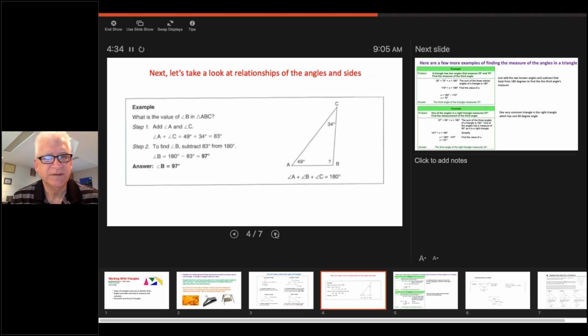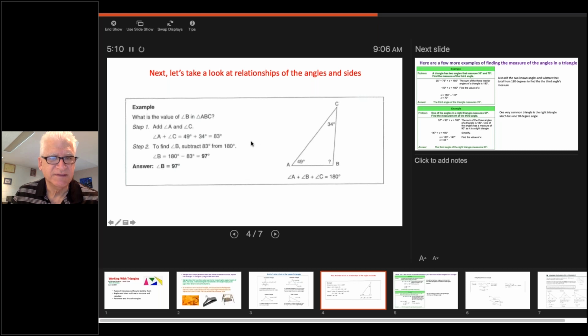Now let's take a quick look at the relationships between the sides and the angles of a triangle. So this triangle here is considered triangle ABC. Again, the angles A, B, and C. And in this case, the measure of two of the angles is given. The measure of angle A is 49 degrees. The measure of angle C is 34 degrees.